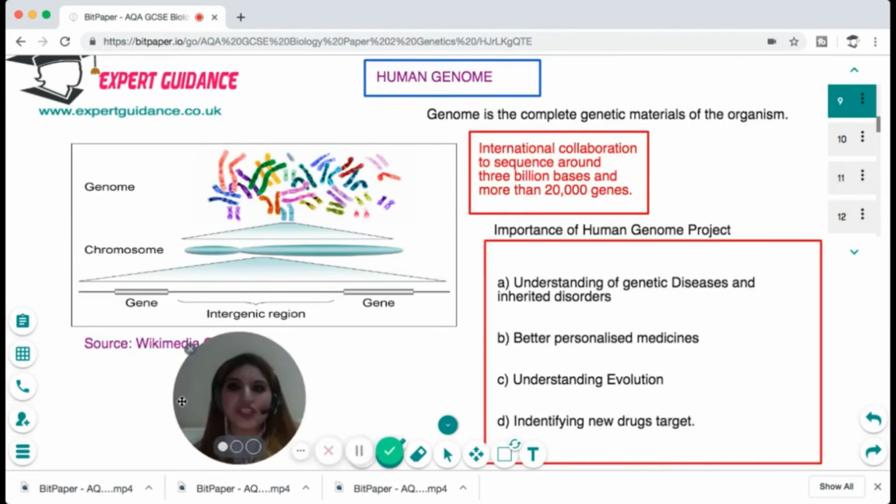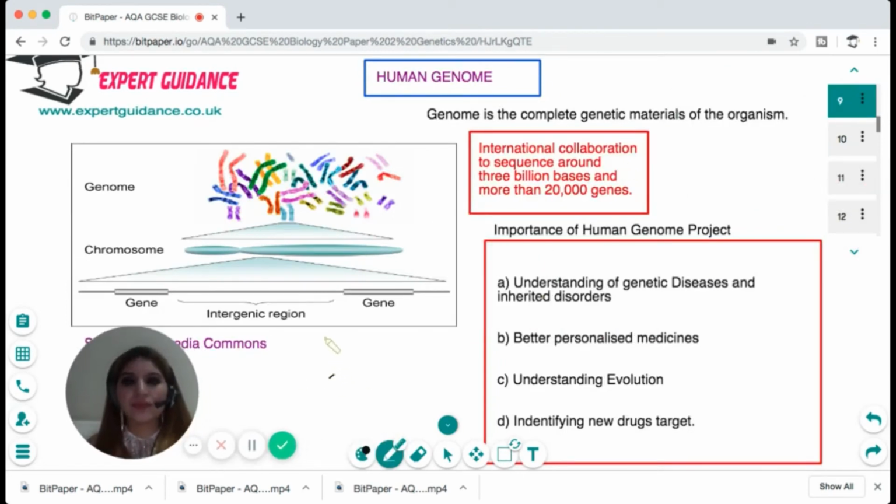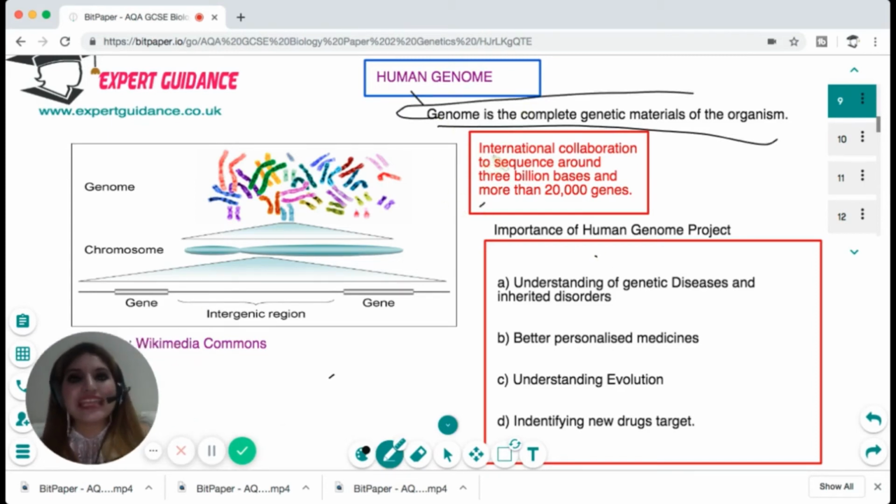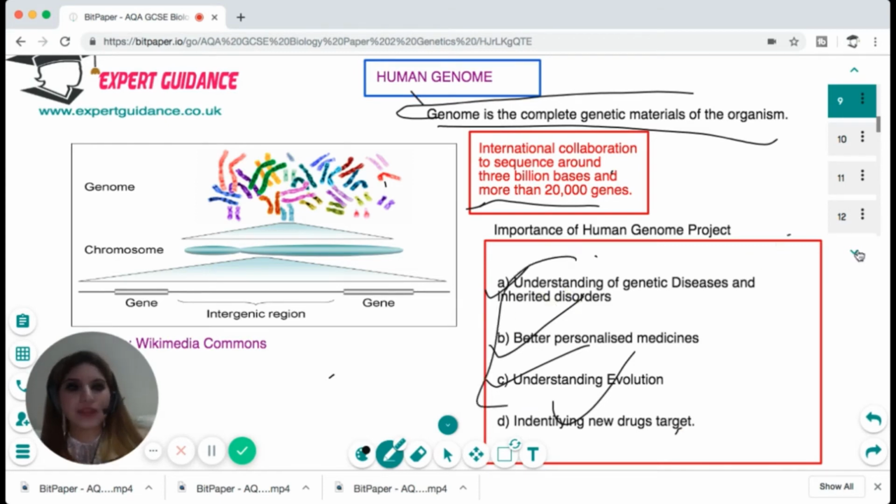Okay, now what is a human genome? Now you can see that there are a lot of base pairs in human DNA. The genome is the complete genetic material of an organism, and the Human Genome Project is an international collaboration to sequence around 3 billion bases and more than 20,000 genes. It is important to understand genetic diseases and inherited disorders. It is also required to produce better personalized medicine. The Human Genome Project is important to understand evolution and identify new drug targets. So you should know the importance of the Human Genome Project and make sure you elaborate these points.